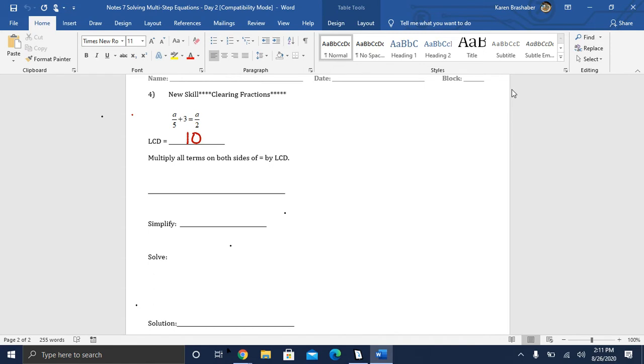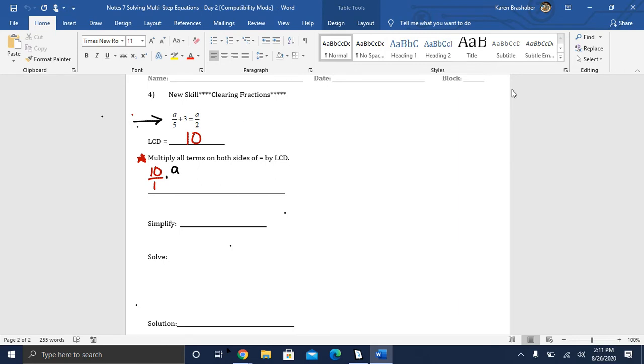Now, this process or skill of clearing fractions is accomplished in this step, where you multiply all the terms on both sides of the equal sign by the least common denominator. So I'm going to write that as my least common denominator, 10 over 1. I'm going to make it a fraction. And then I'm going to write my original problem. I'm going to take 10 over 1 times each term of that original problem.